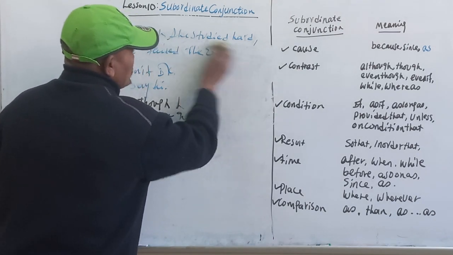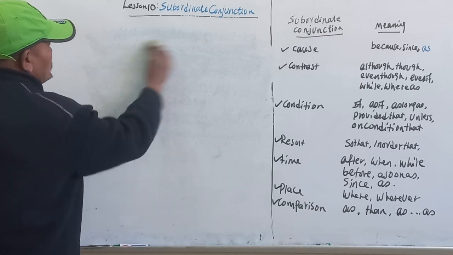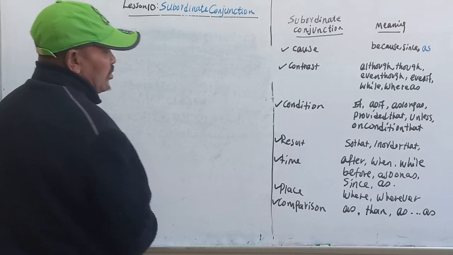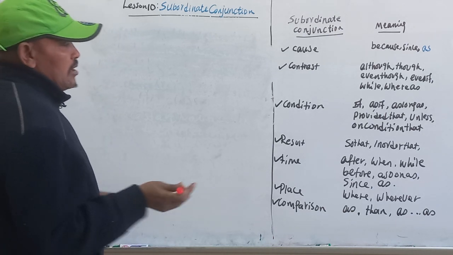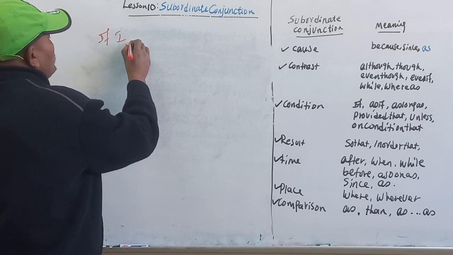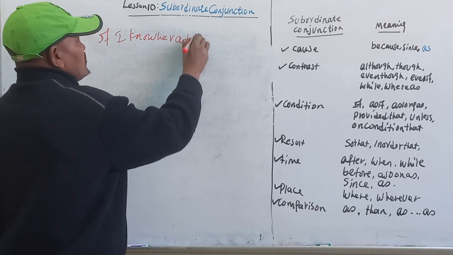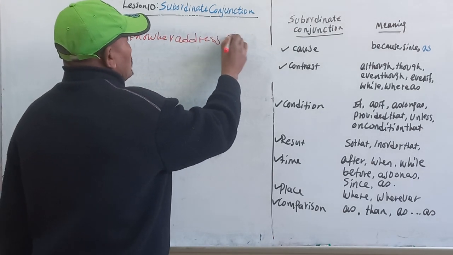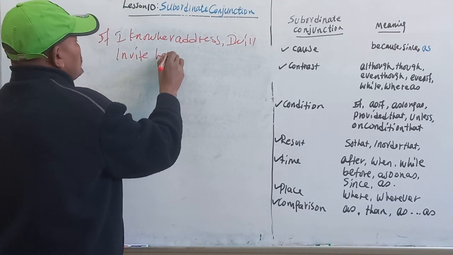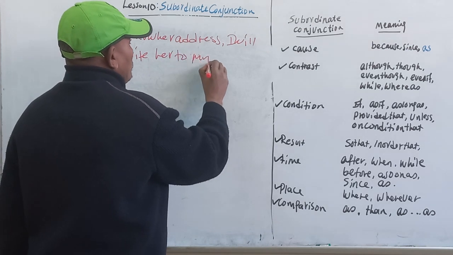The third kind of adverb conjunction, called subordinating conjunction, is called condition. What does condition mean? They are called if, as if. Look here. If I know Jess, if I know her address, I'll invite her to my party, yes? To my party. My party here.